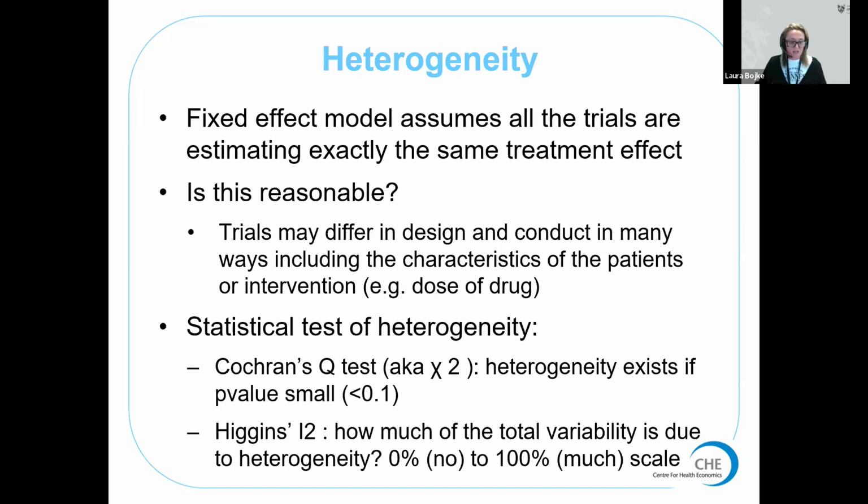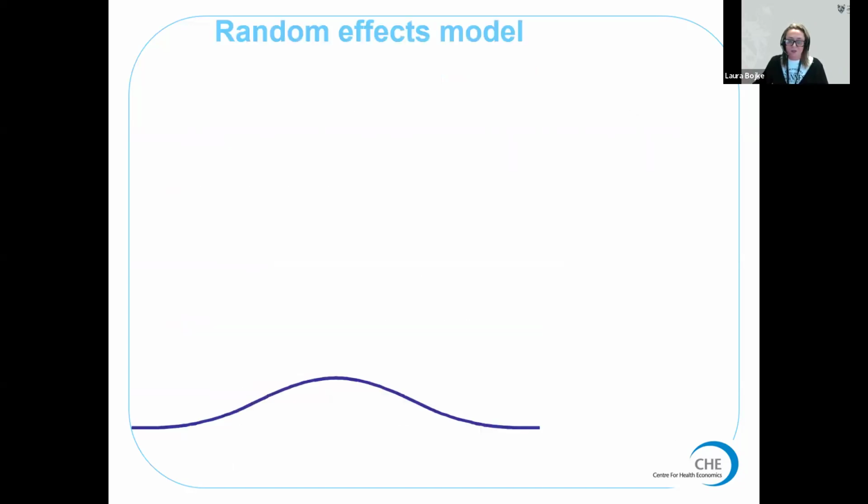So relatively easy to calculate that. It will tell you how much of the variability is due to heterogeneity. Okay, there's then an issue around interpretation, but generally, the larger the score, the more significant the heterogeneity is in terms of your pooling. So what do we do next?